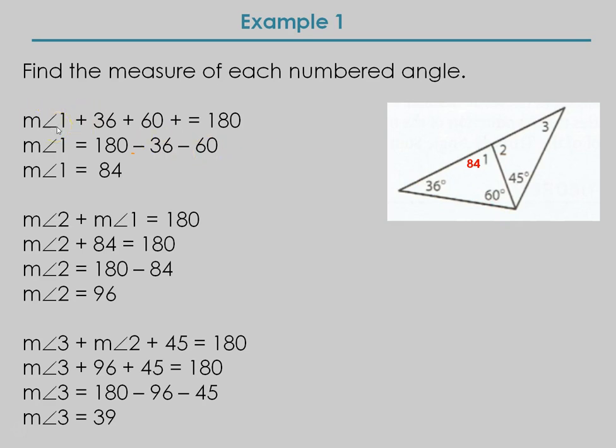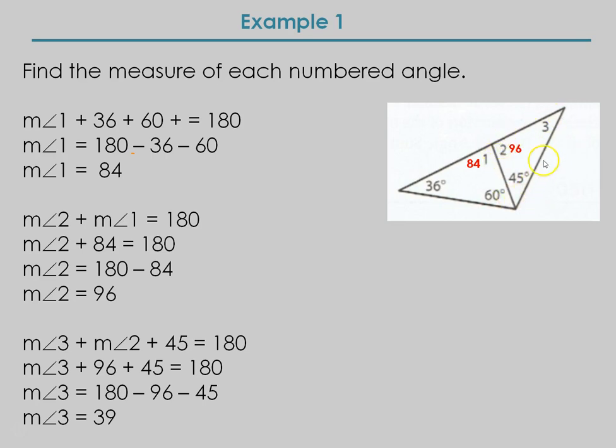So the measure of angle 1 plus 36 plus 60 equals 180. If we subtract those two angles from 180, we have a measure of 84. From previous chapters, we've learned that angle 1 and angle 2 add together to be 180. So we can take 180, subtract 84, and the measure of angle 2 will be 96.